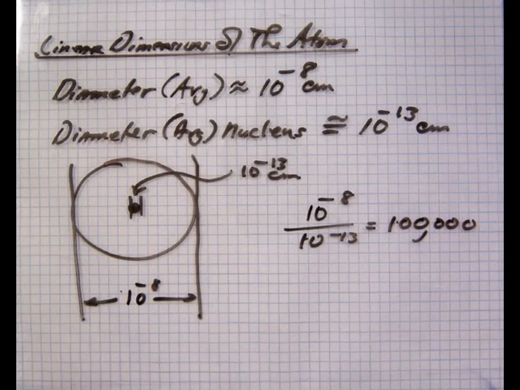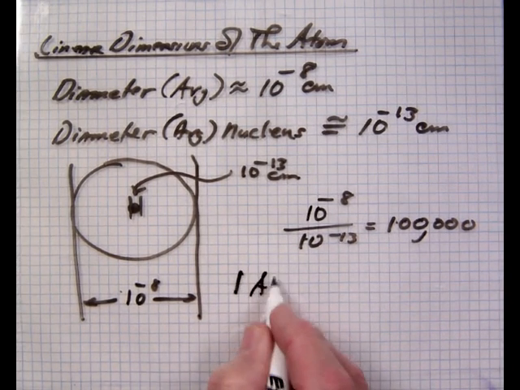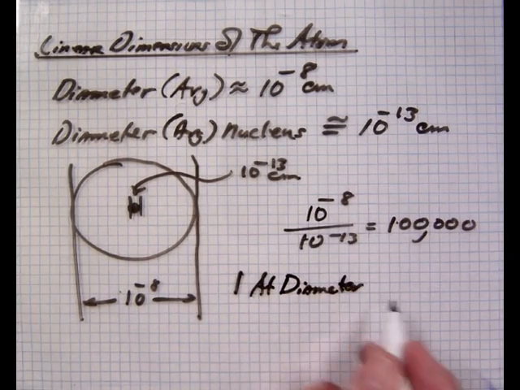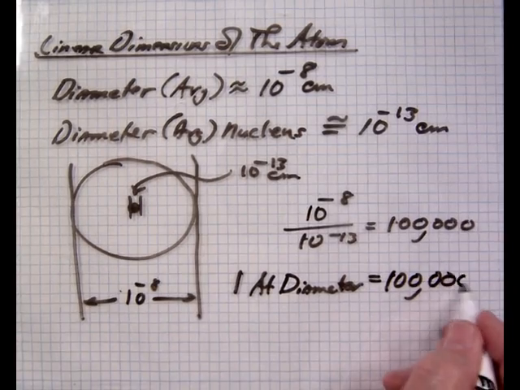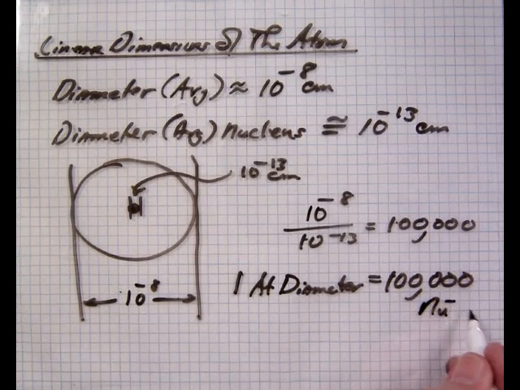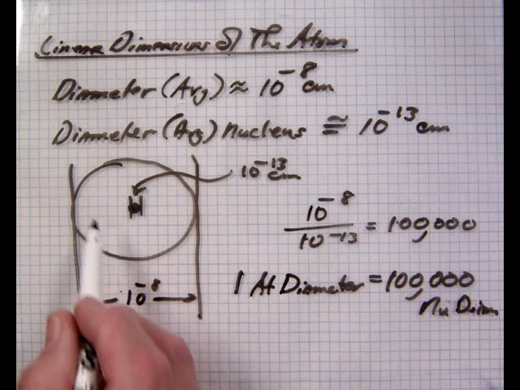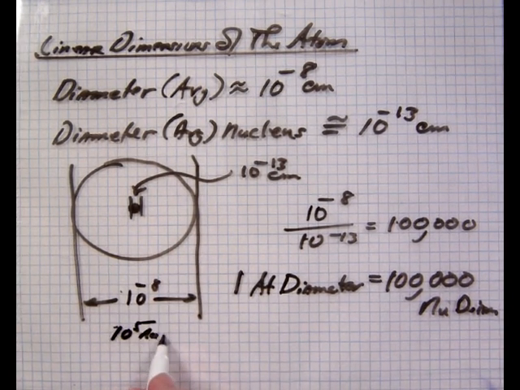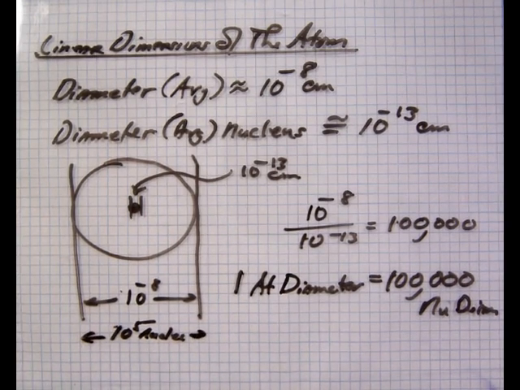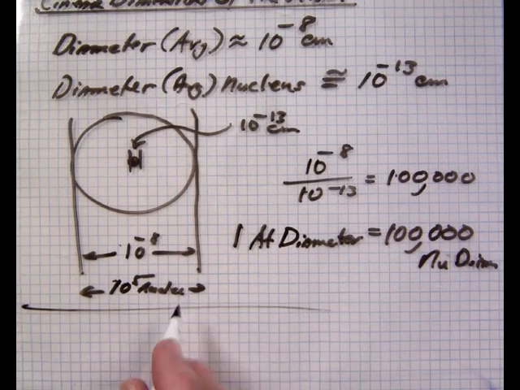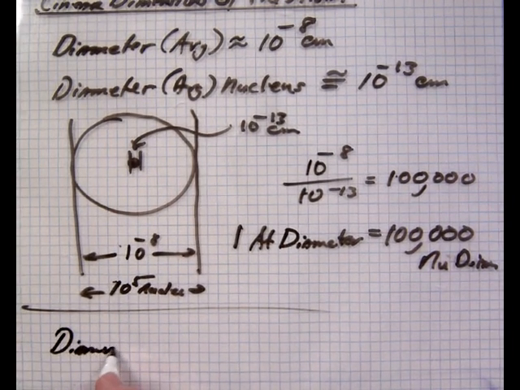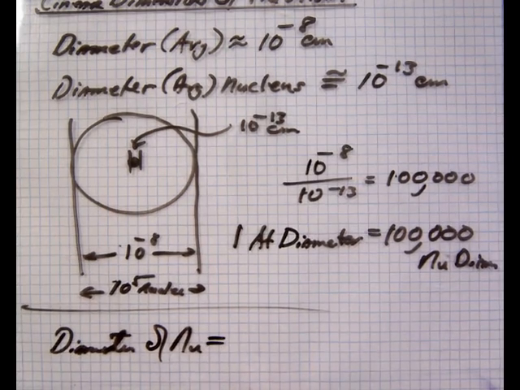Okay? So the conclusion is one atomic diameter equals 100,000 nuclear diameters. It takes 100,000 nuclei, 10 to the 5th nuclei, lined up side by side, to go across the atom. Well, if we assume, hypothetically, the diameter of a nucleus is equal to 1 centimeter, about the size of a marble.